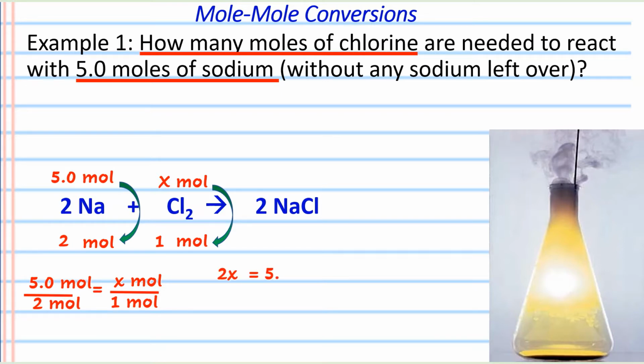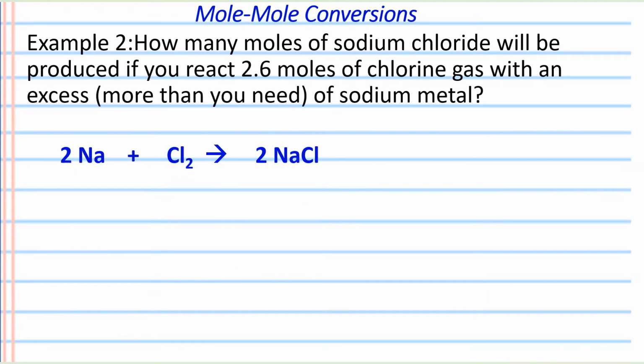2 times X is going to equal 5 times 1. We need to divide both sides by 2. And the answer comes out to be 2.5 moles of chlorine. Let's try another practice problem.